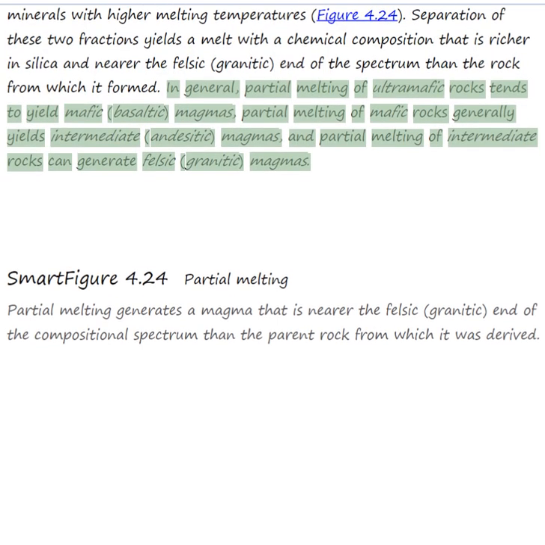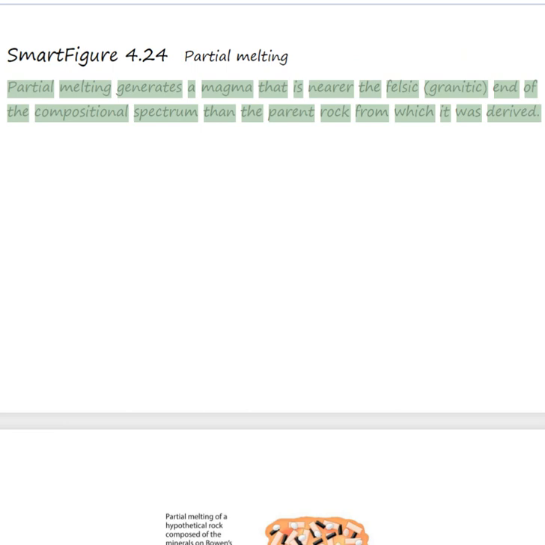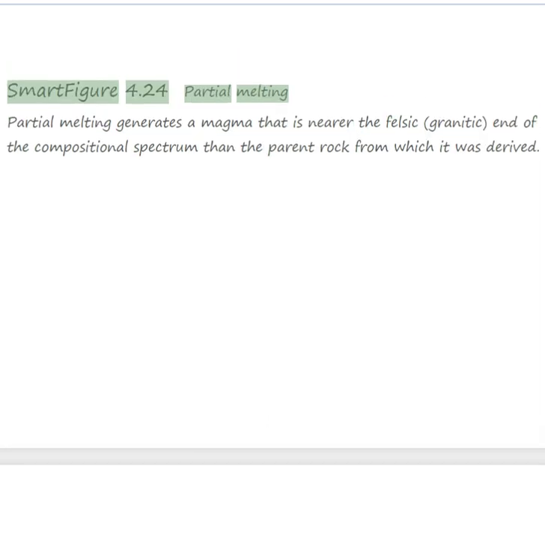In general, partial melting of ultramafic rocks tends to yield mafic magmas, partial melting of mafic rocks generally yields intermediate magmas, and partial melting of intermediate rocks can generate felsic magmas. Partial melting generates a magma that is nearer the felsic end of the compositional spectrum than the parent rock from which it was derived. Smart Figure 4.24 Partial melting.